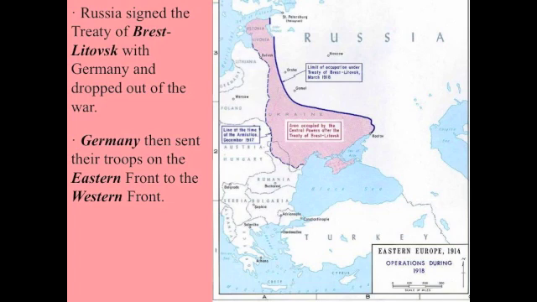So since Russia and Germany are no longer fighting on the Eastern Front, Germany can then just focus entirely on the Western Front, which is where France and most of the Allies were. So this works out to Germany's advantage, because now they're focusing all their troops in the West instead of the West and the East.